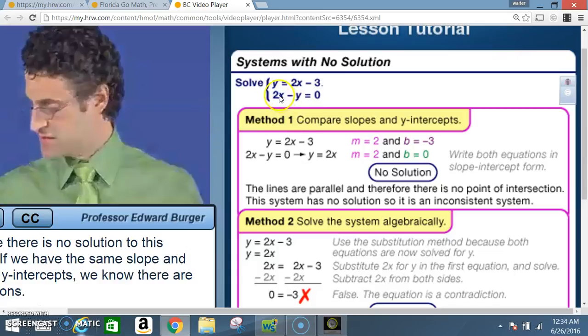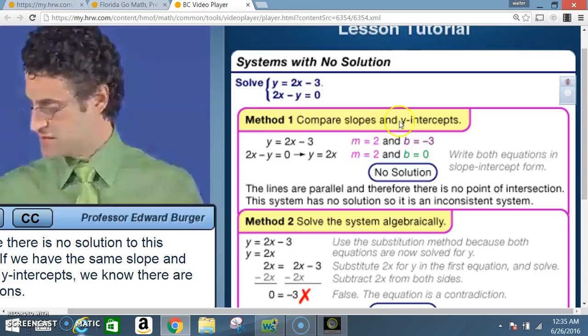Okay, now as a review and a reminder and a refresher, and to help out those who may be stuck, what we're doing in this lesson is really a combination of everything you've been learning all year so far. Systems with no solutions. Solve, all right? You got y is equal to 2x minus 3, and you got 2x minus y is equal to 0.